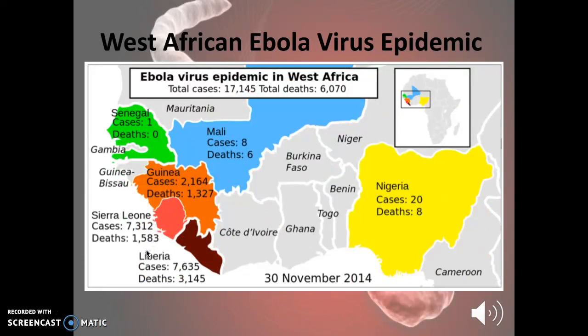So here's the map that shows the outbreak by the time of November 2014. The darker the color that's shown in the map means that area has more cases.